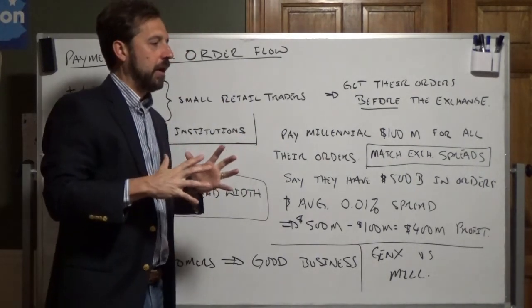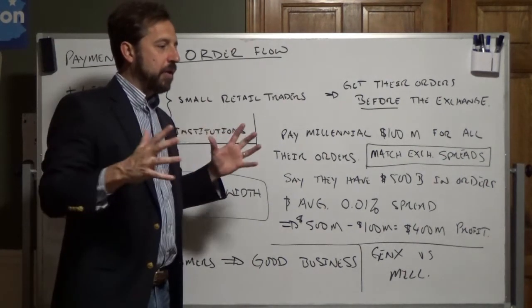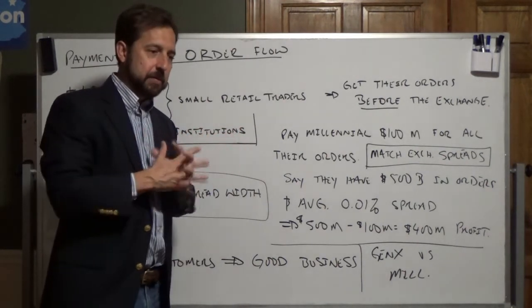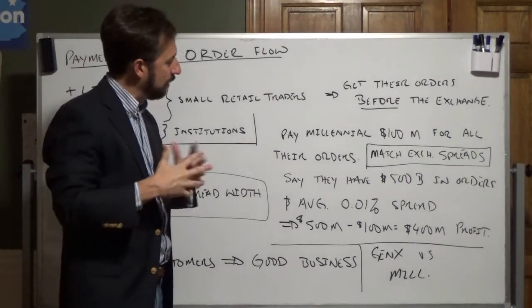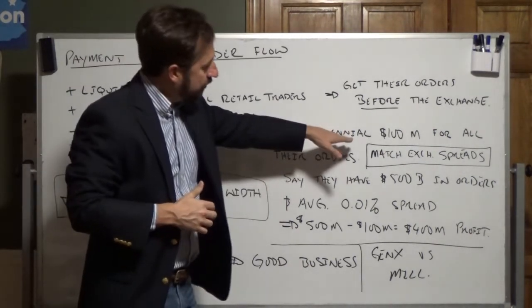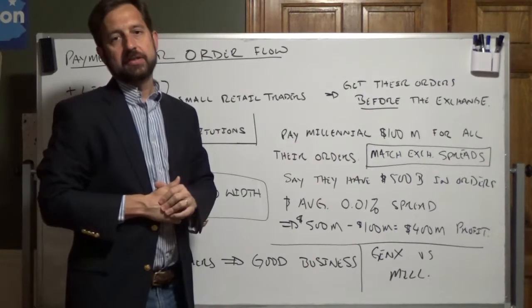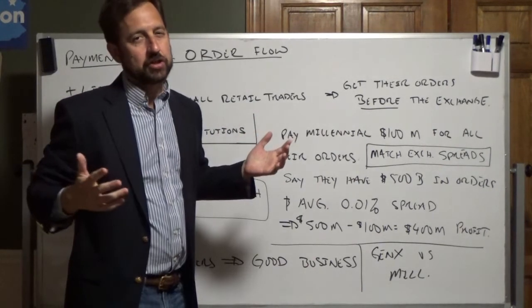And this is where most people get confused about payment for order flow. So the idea is somebody will say, well, you know, you're paying them $100 million and you're giving them better prices than they'll get at the exchange. What's the catch?